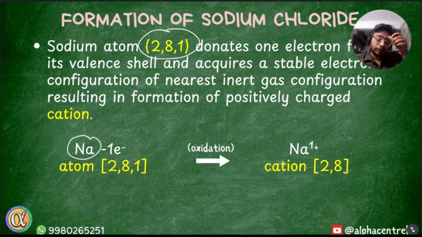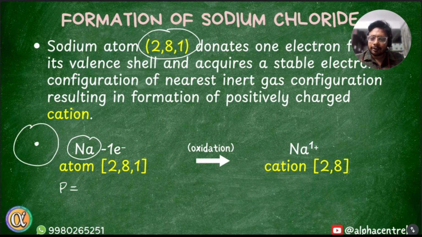What is atomic number of sodium? We just discussed, 11. So how many protons are there in sodium? Protons are inside the nucleus. So sodium has 11 protons, right? So 11 positive charge. And how many electrons are there? 11. So 11 negative charge. This is for a neutral sodium atom.